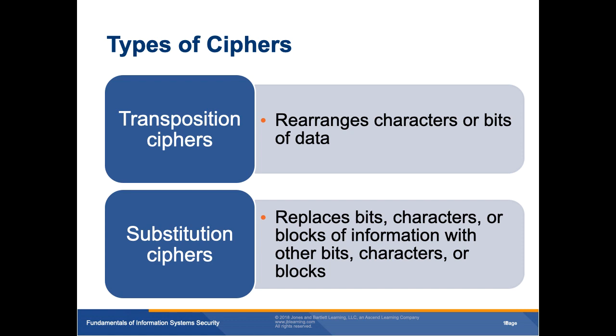Transposition ciphers, right? Rearrange characters or bits of data. Substitute ciphers replace bits, characters, or blocks of information with other bits, characters, or blocks. So these are two types of ciphers.